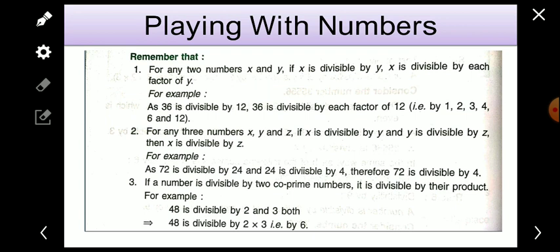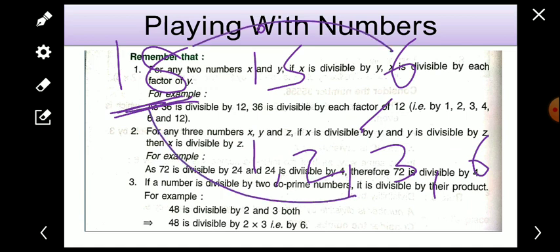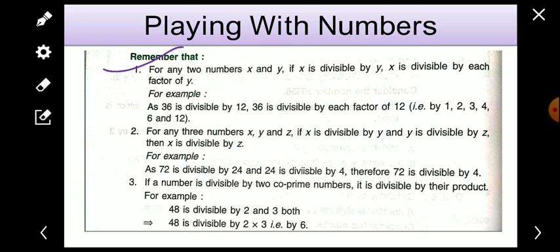Let me take one more example. Suppose 18 is divisible by 6, then 18 will be divisible by the factors of 6 also. Factors of 6 are 1, 2, 3 and 6. So this is the first important rule: if any number is divisible by another number, then it will be divisible by each and every factor of that number also.